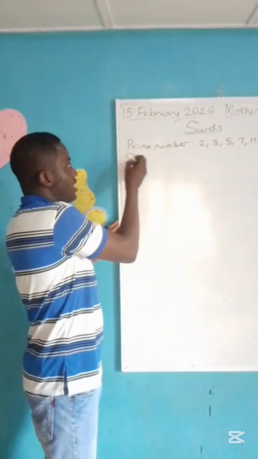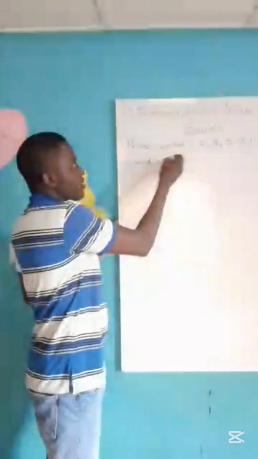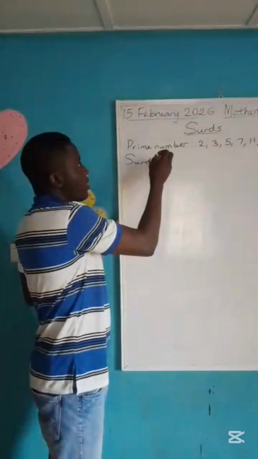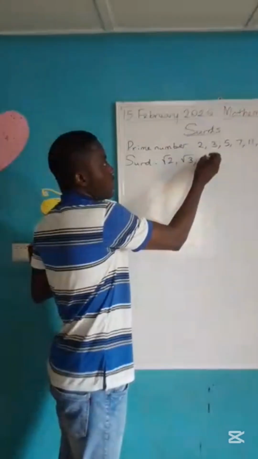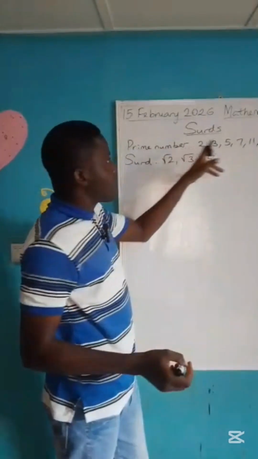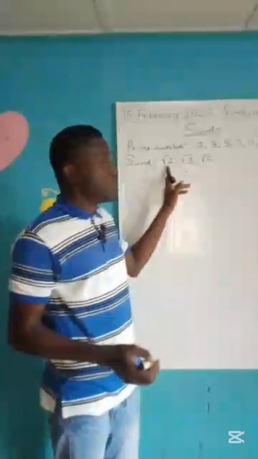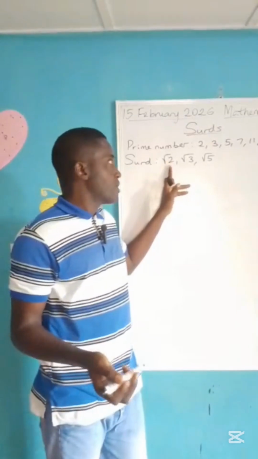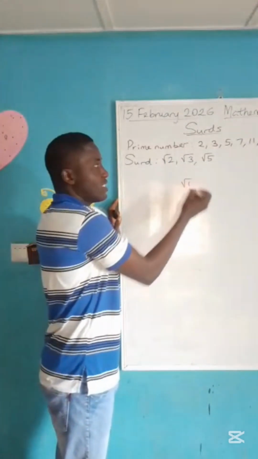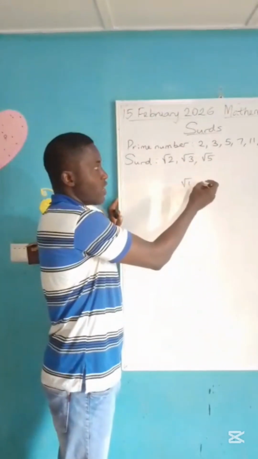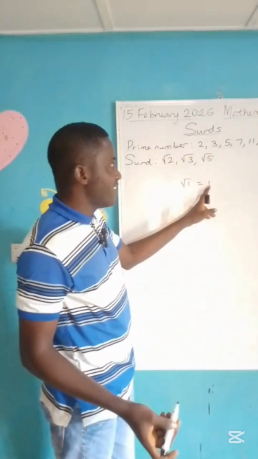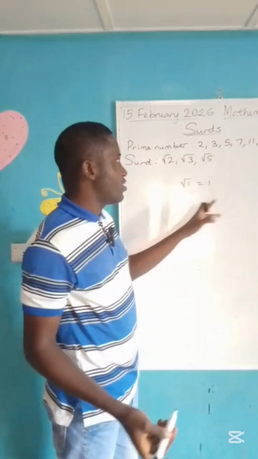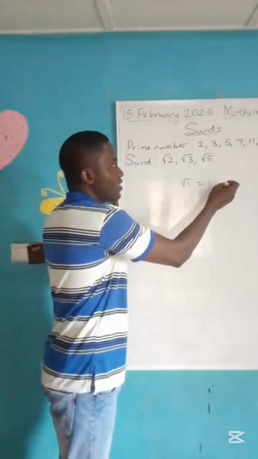So what I'm saying is that if you talk about a surd now, square root of 2 is a surd, square root of 3 is a surd, square root of 5 is a surd. When you put a prime number under a square root, it becomes a surd. Square root of 1 is not a surd because 1 is not a prime number. Square root of 1 will just give you 1. 1 times 1 is 1. So if you get a number like that, which will not lead to a recurring decimal, it is not a surd. So square root of 1 is not a surd.